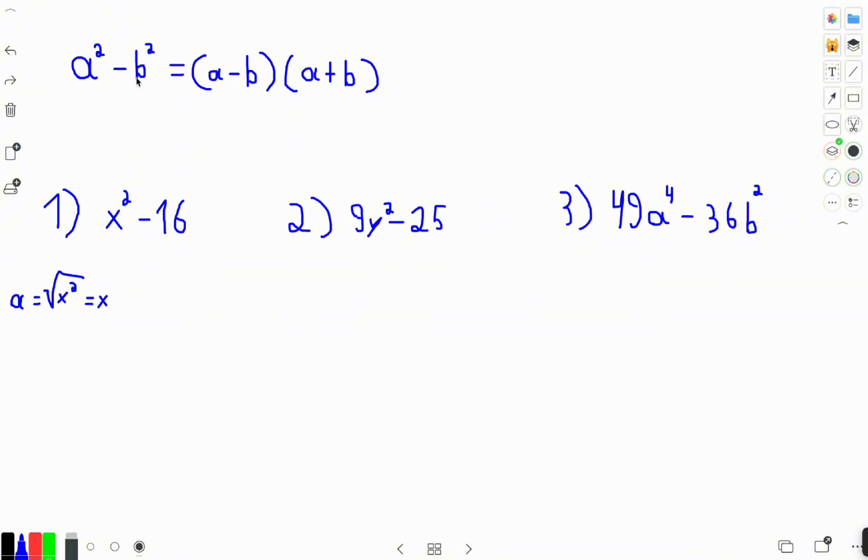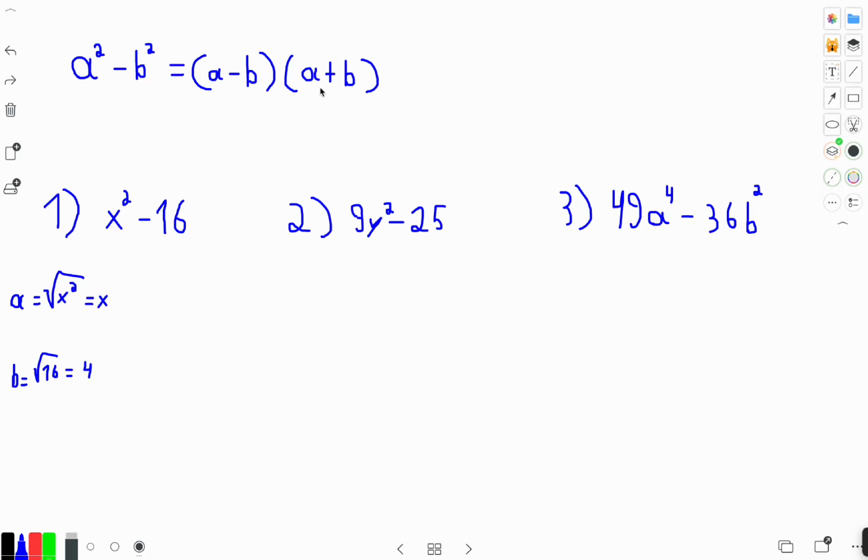Now let's find our b term. Our b term is just going to be the square root of 16. Not negative 16, just 16, because we're going to have our negative sign in the middle anyway, so you can just leave the numbers as they are. So our square root of 16 is just 4. So our b is going to be 4.